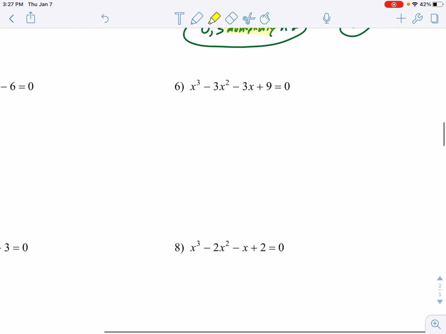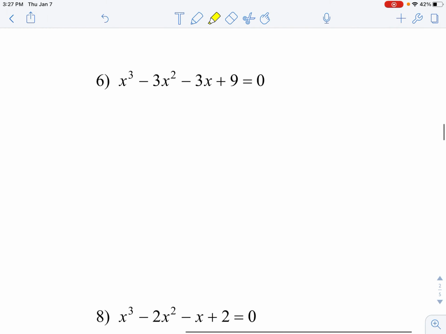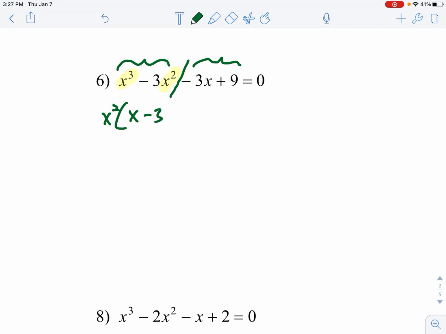Let's look at number 6. Number 6 has 4 terms to it. 1, 2, 3, 4. That's a tip-off that you need to use the grouping method. Remember, that's where you split the equation in half, do common factoring from each half of the polynomial. So the first half has a common factor of x squared. If you divide that out, you get x minus 3. The second pair has a common factor of -3. If you divide that out, you get x minus 3.